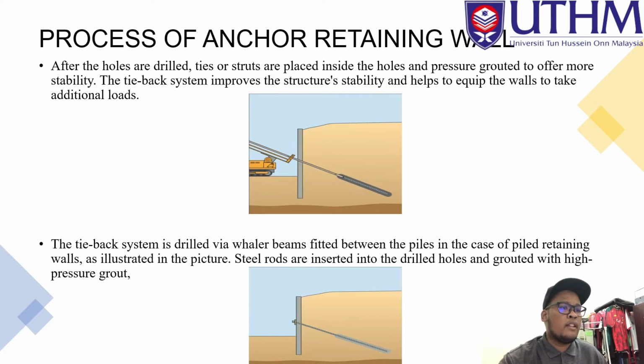The tieback system is drilled via a beam fitted between the piles in the case of a pile retaining wall, as illustrated in the picture. Steel rods are inserted into the drill hole and grouted with pressure grout, as we can see from the picture.